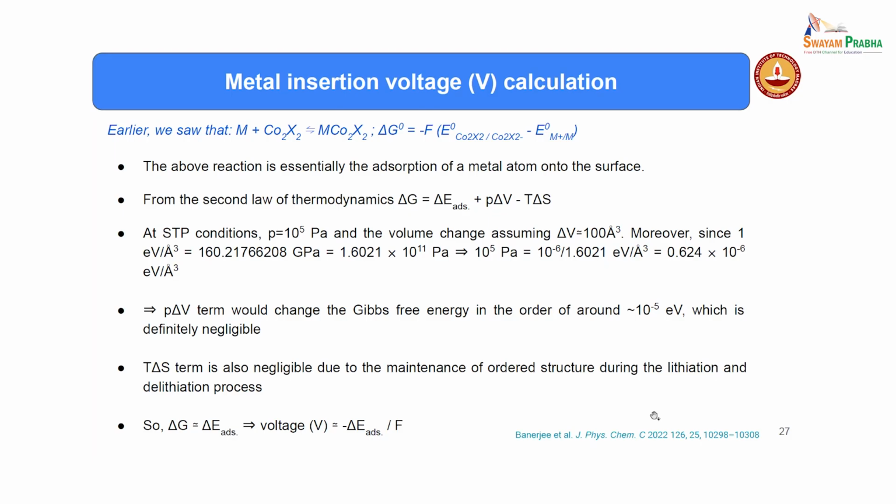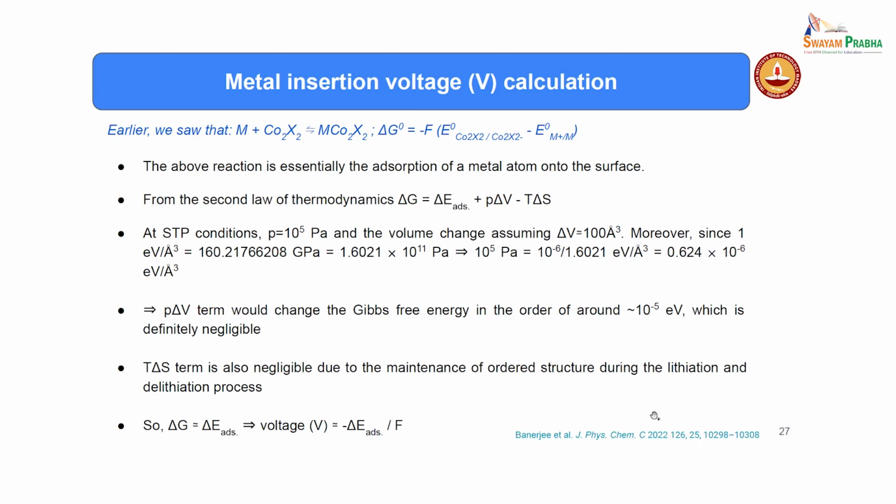So if you consider that, 1 electron volt per angstrom cube, this 10 to the power of 5 pascals essentially corresponds to roughly 10 to the power of minus 6, right? So if you multiply that with the 100, essentially you will get on the order of 10 to the power of minus 5 electron volts. That is a very, very small number when compared to the adsorption energies. What are the adsorption energy ranges that we have seen? Minus 1.3, 1.8, minus 2 also we have seen. That is in electron volts. This is in 10 to the power of minus 5 electron volts. Okay, so close to micro.